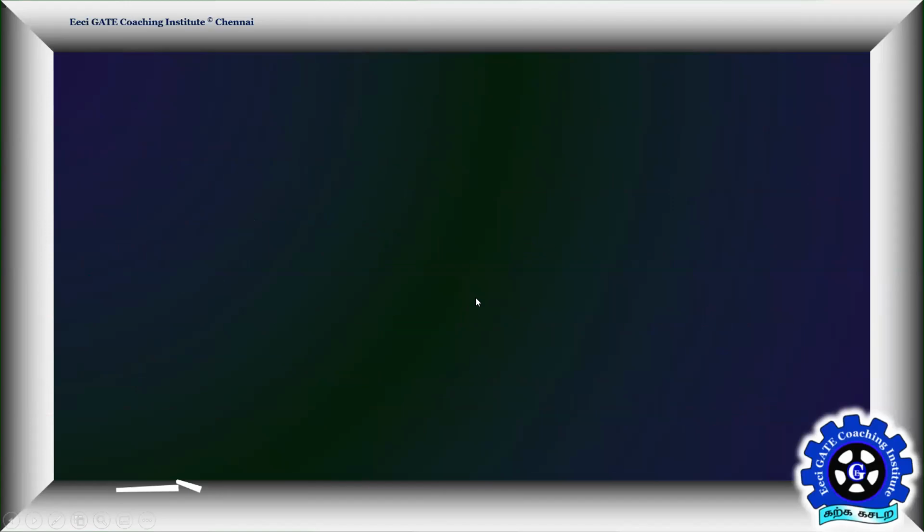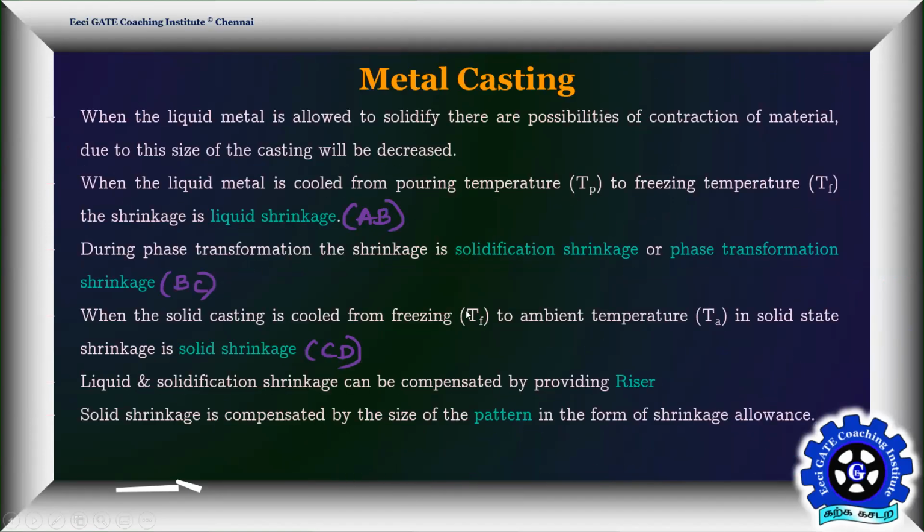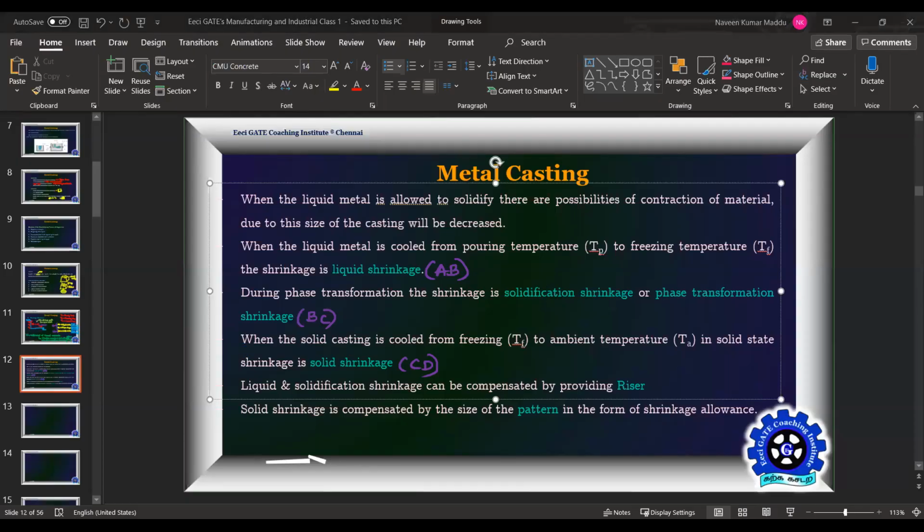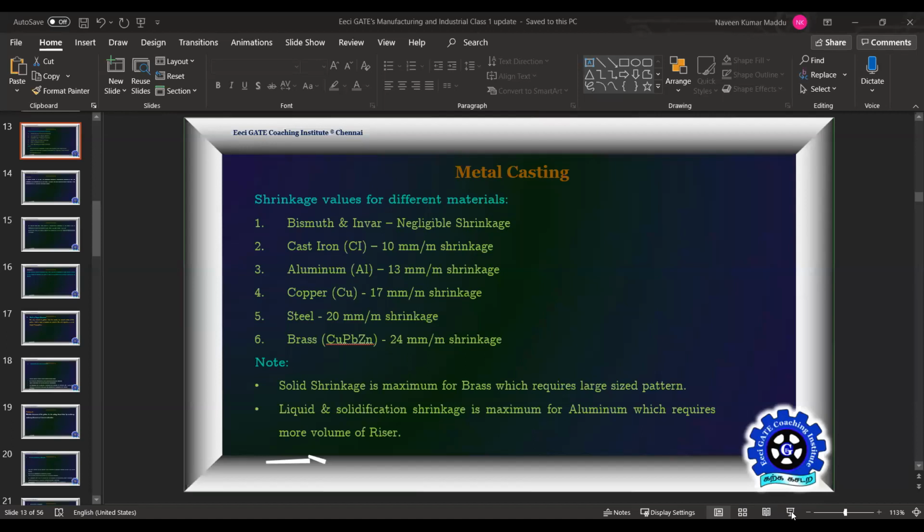I think the slides are here. Let me go to another slide. Let me just open the new slides here. Can you see the slide? Yes, sir.